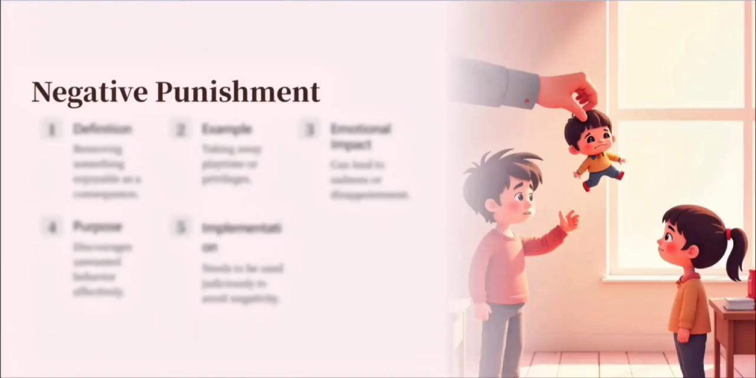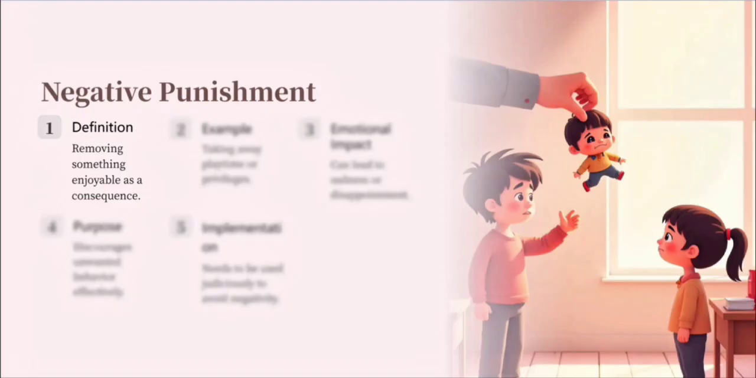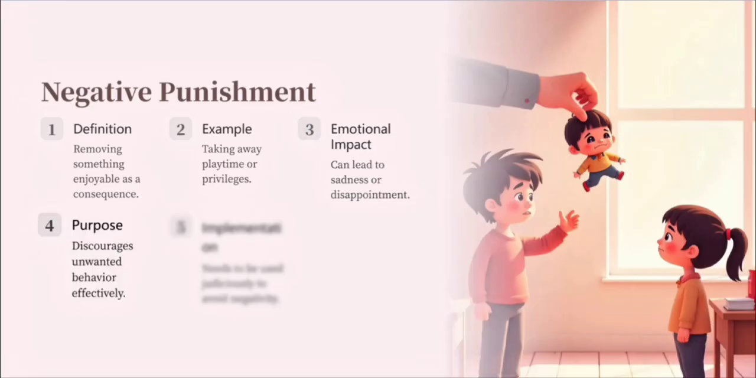Negative punishment. Negative punishment takes away something enjoyable as a consequence. For example, it may involve taking away playtime or removing certain privileges, which can lead to feelings of sadness or disappointment. This approach works to discourage unwanted behavior effectively. However, it needs to be applied judiciously to avoid negativity.